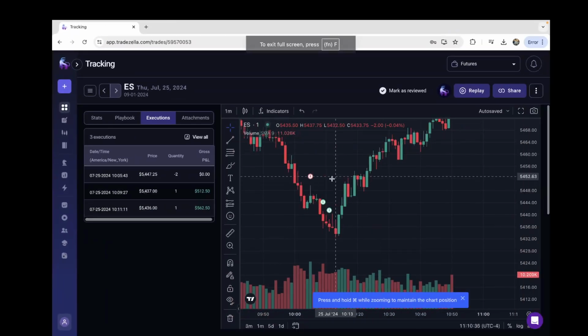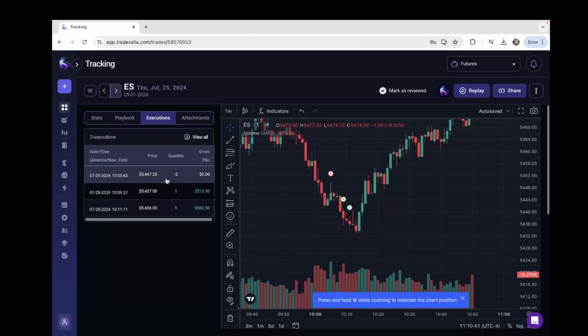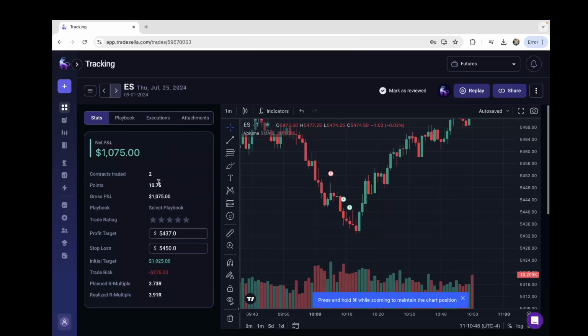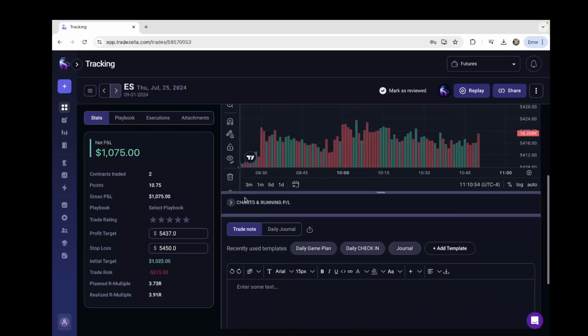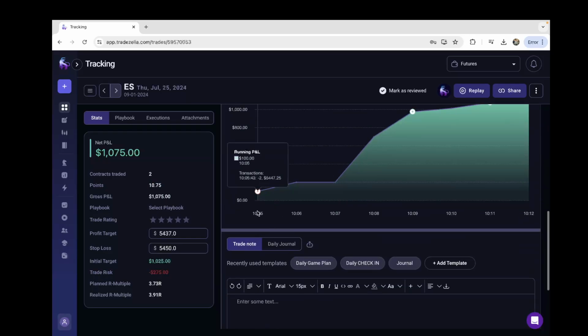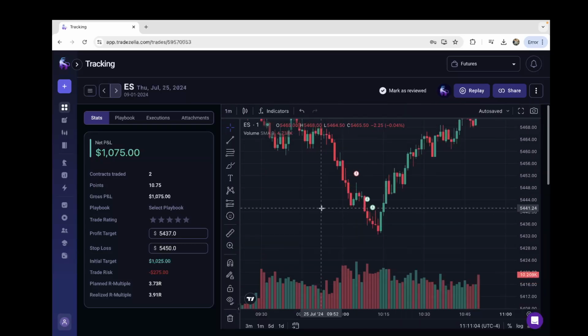And see, my stop was above this high. I was risking about 2.75 points on this because I was filled at 47.25. My stop was at 50, so I was risking 2.75. And I made 10.75. So I was risking $275 to make almost 1.1K. And this trade worked out in my favor immediately. Look, I entered at 10:05. Super good entry. I was out in this trade within 7 minutes. $1,000 profit. You can't ask much more than that.